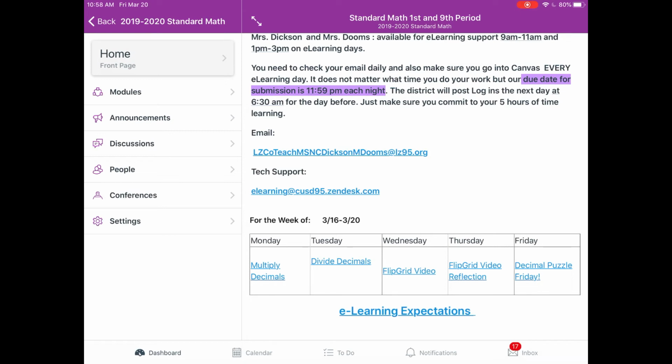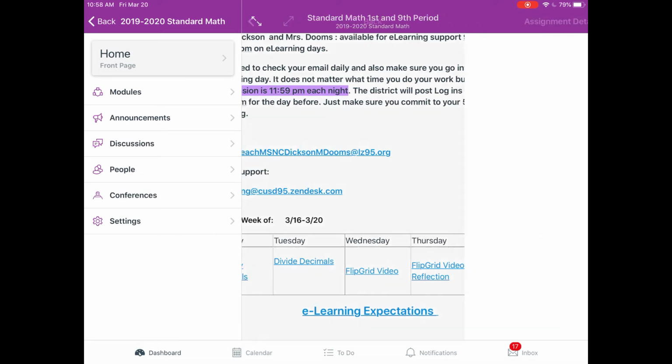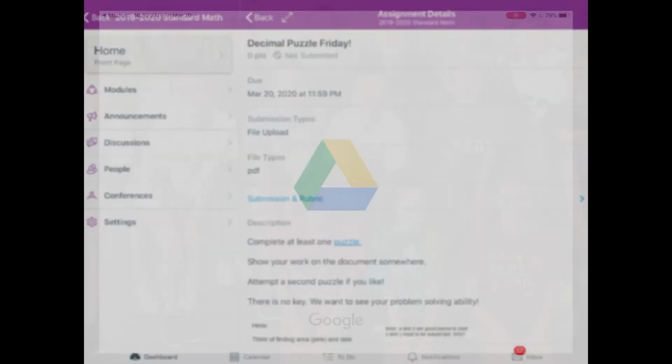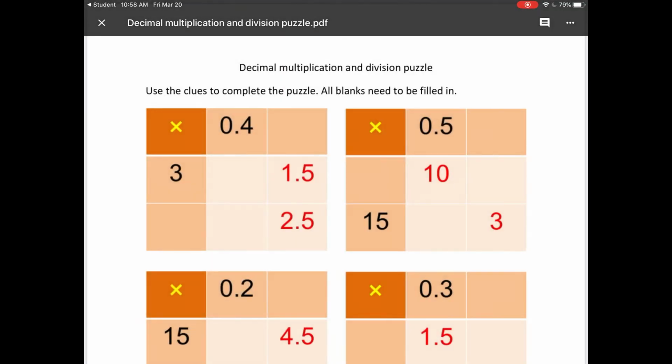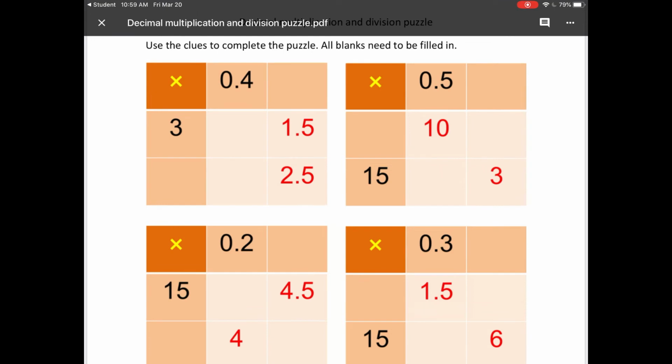And then what we did on Wednesday and Thursday was a Flipgrid video. It was our first time using Flipgrid. I'm going to make a separate video about that, so you can look for that. And then on Friday, which is actually today, we put in decimal multiplication and division puzzles. I thought it would be fun to give them more of a puzzle on Friday and let them kind of work at that and see what happened.